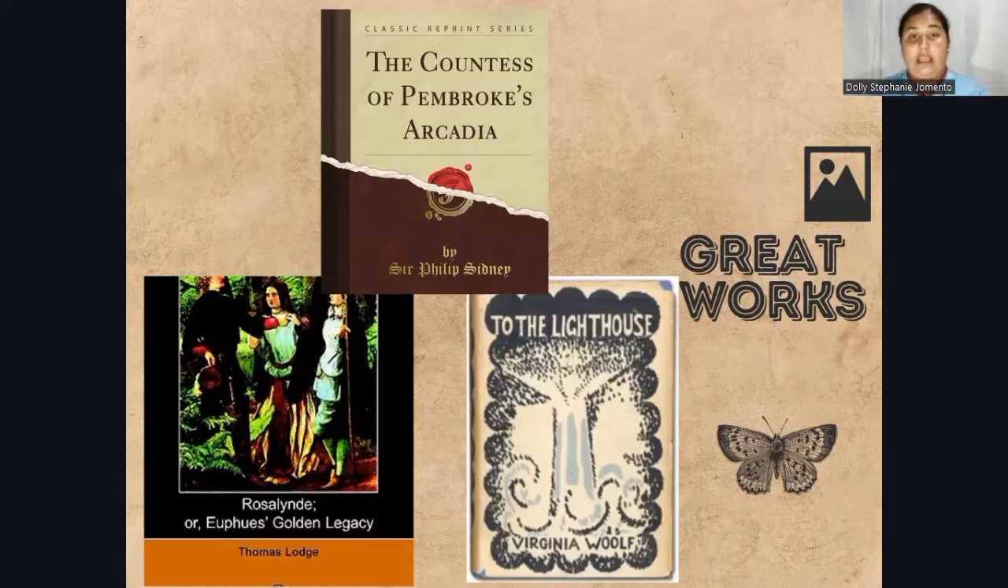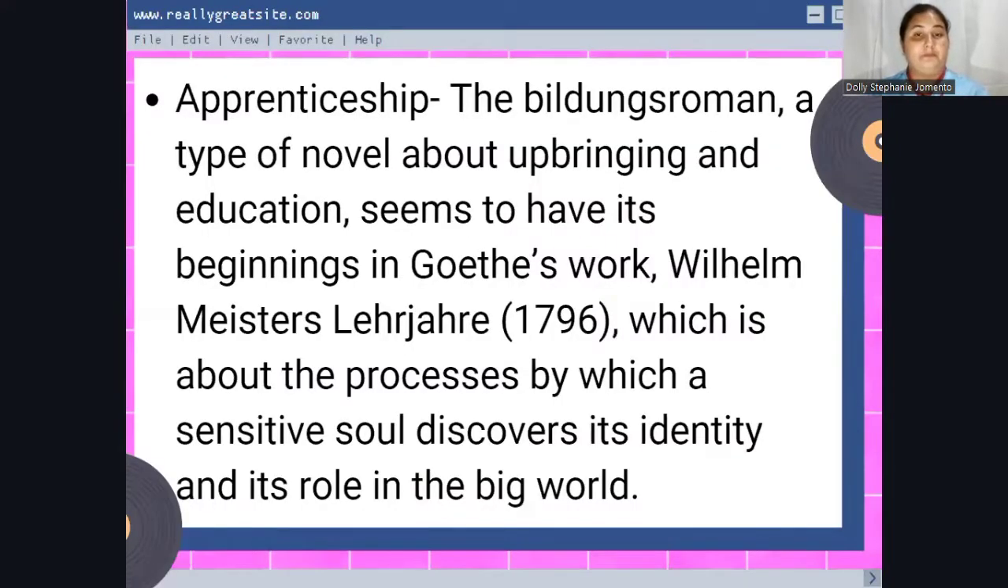So next, apprenticeship. The Bildungsroman, a type of novel about the upbringing and the education, seems to have its beginnings in Goethe's work, Wilhelm Meister's Lehrjahre, which is about the processes by which a sensitive soul discovers its identity and its role in the big world.